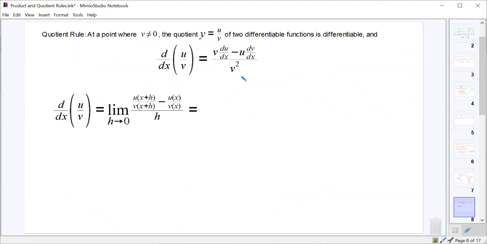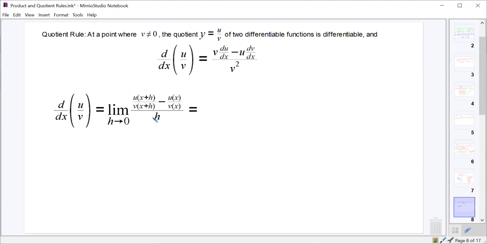If we were to use the limit notation for a derivative to find the derivative of u over v, it should become u of x plus h over v of x plus h, minus u of x over v of x, all over h. Do you guys agree that that's what the limit notation for a function divided by another function should look like at the beginning? Yeah.